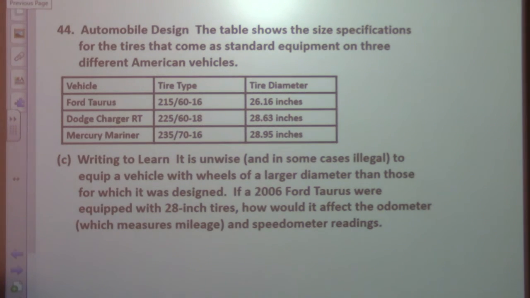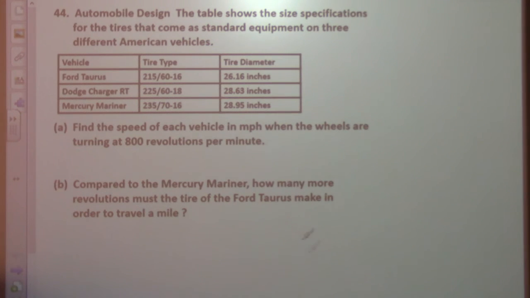Let's go ahead and look at this. The table shows the size specifications for the tires that come with standard equipment. So how are you going to find the speed of each vehicle in miles per hour when the wheels are turning at 800 revolutions per minute? What would you do for that? Well, what is the tire type? That matters.